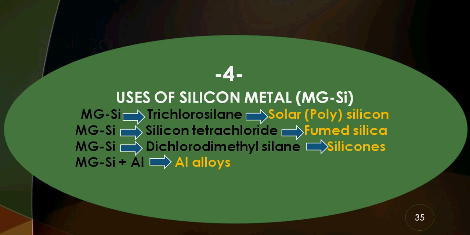Okay, uses of silicon metal. When I say silicon metal, I mean metallurgical grade silicon, MgSi. MgSi is converted into trichlorosilane, which is used in solar polysilicon. Metallurgical grade silicon is changed into silicon tetrachloride, which is used to produce fumed silica. Metallurgical grade silicon is used to produce dimethyldichlorosilane, which is used to produce silicones. Metallurgical grade silicon is also used with aluminum to produce aluminum alloys.